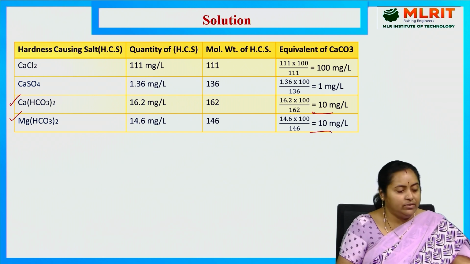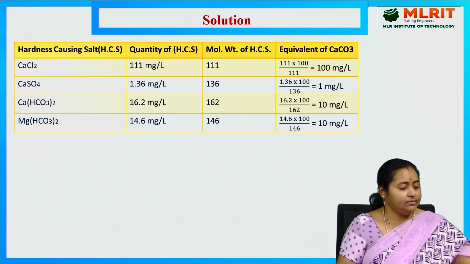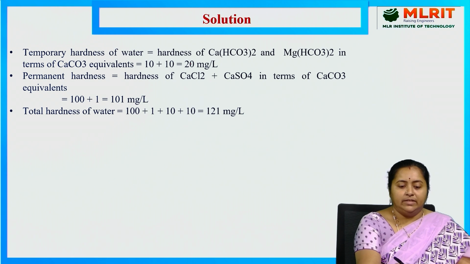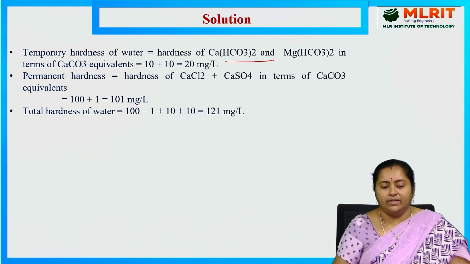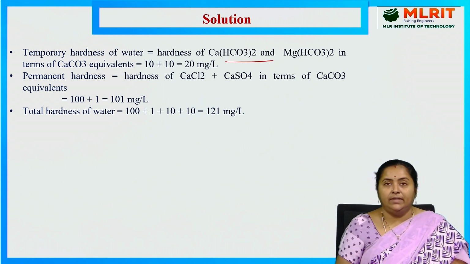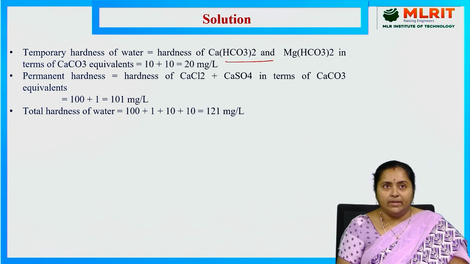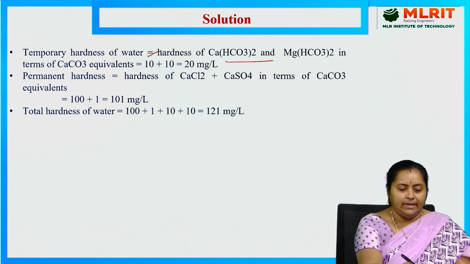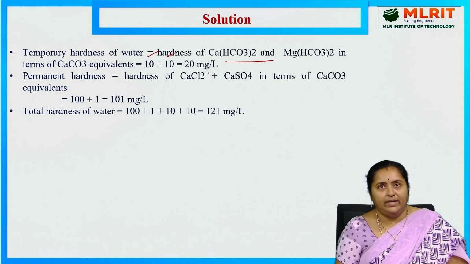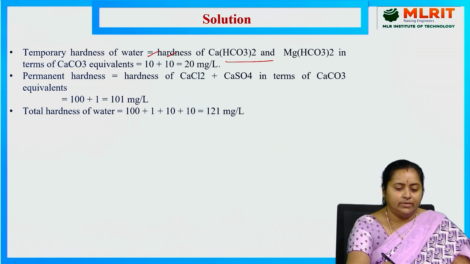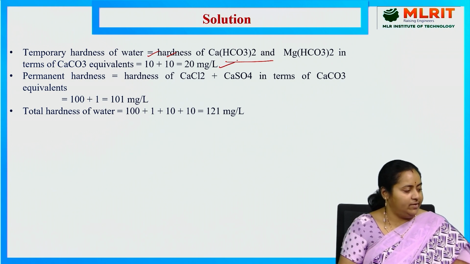So coming to the calculation of temporary hardness, it is purely due to, as I told you, hardness due to calcium bicarbonate and hardness due to magnesium bicarbonate. So it is 10 plus 10, it is equal to 20 milligrams per liter. So this is the temporary hardness that we have calculated.